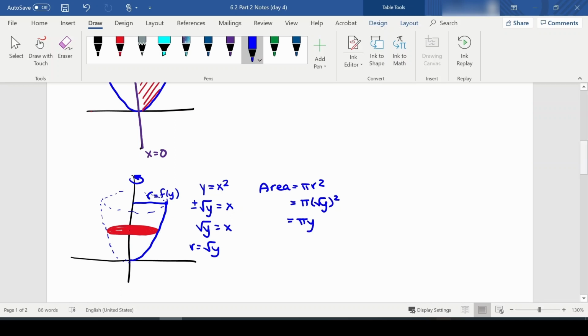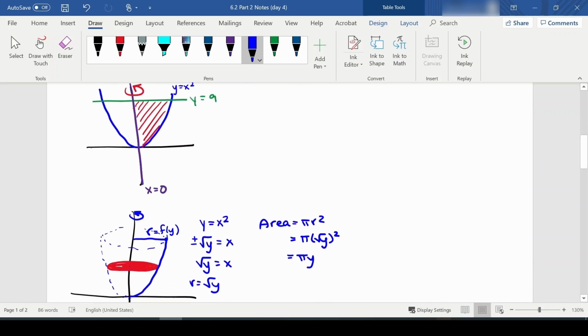Because we are rotating about the y-axis, our upper and lower bounds should be y values. So we need the y coordinates of the intersection. We need this point here and this point here to be our upper and lower bounds. So this would be 0, and this one here is 9.